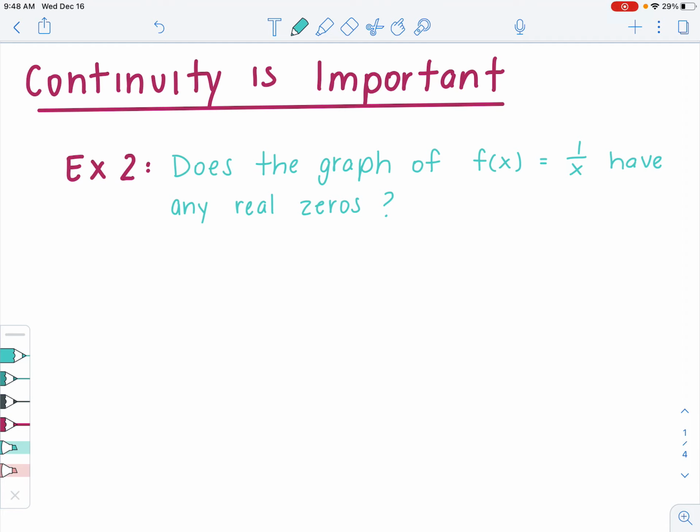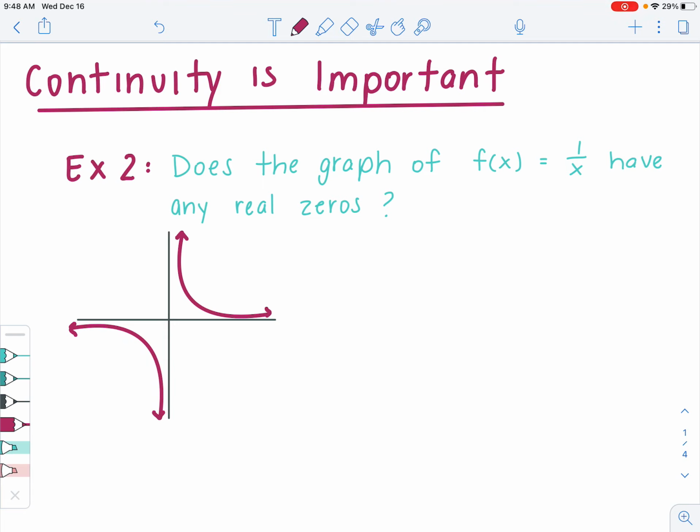Because if I ask you, does the graph of f of x equal 1 over x have any real zeros? If I graph that, that's everybody's favorite. It's the one that has the two pieces and you panic a little bit when you see it. 1 over x, our reciprocal function, is a graph that looks like this. And this graph is not continuous because it's two pieces. It's not connected. I can't draw the whole thing without lifting my pencil up. And I see that it never crosses the x-axis.